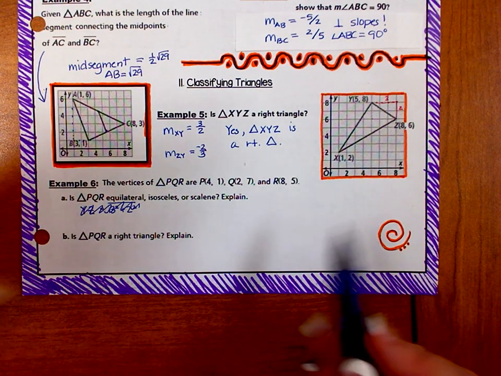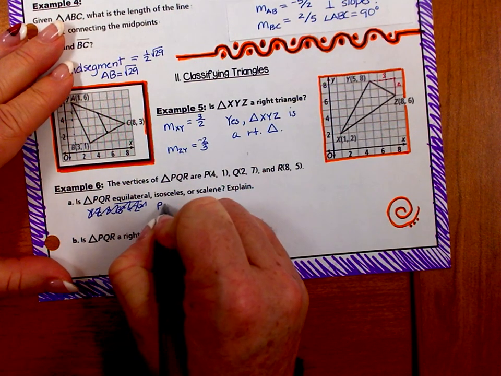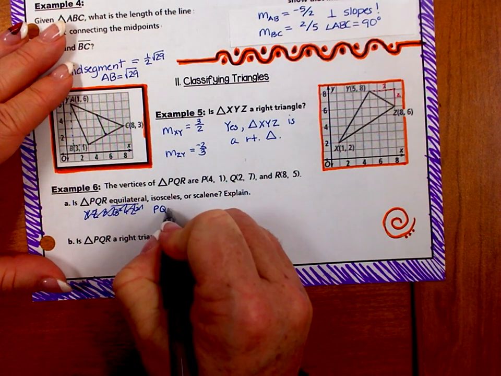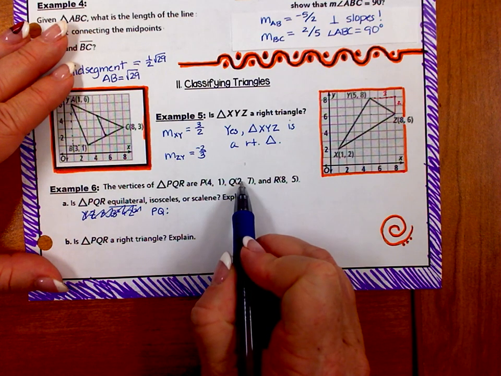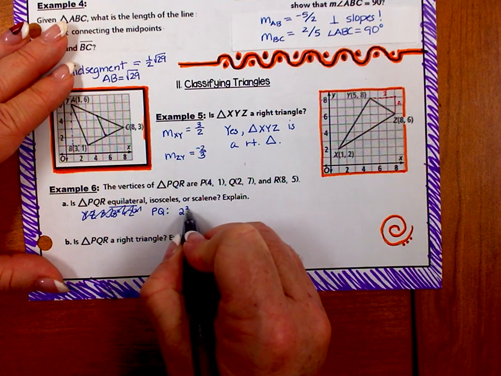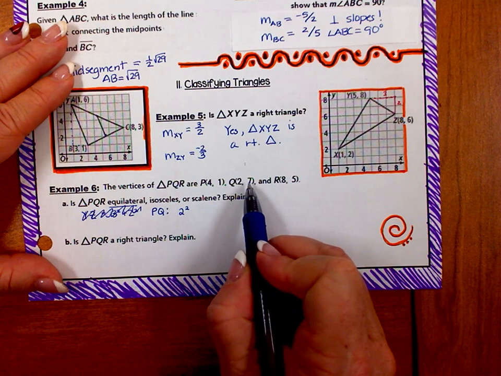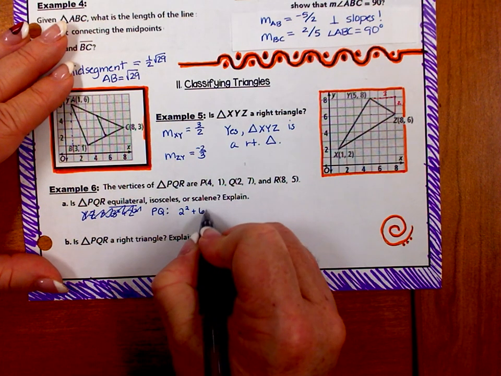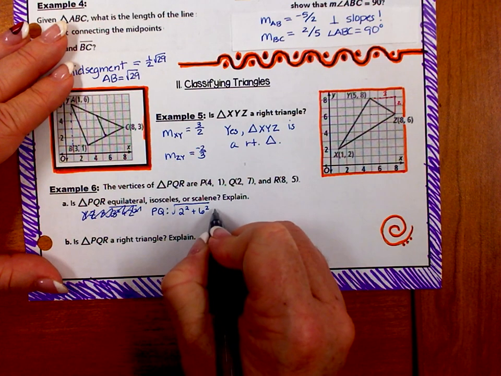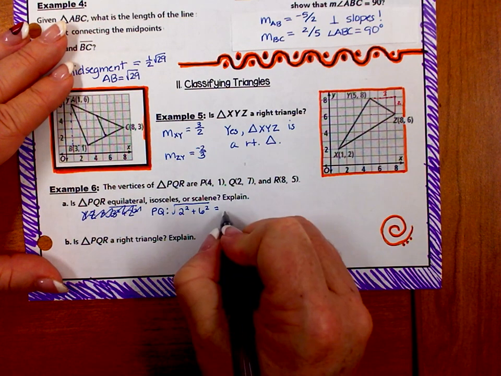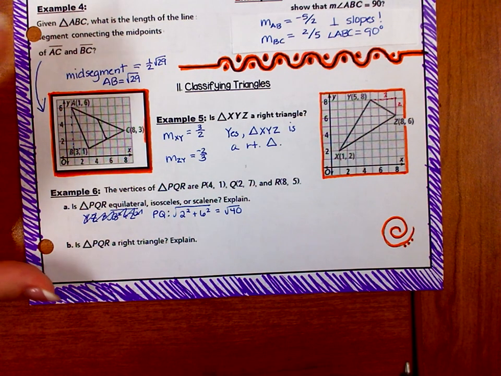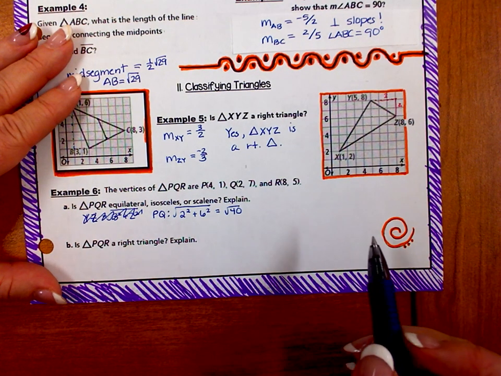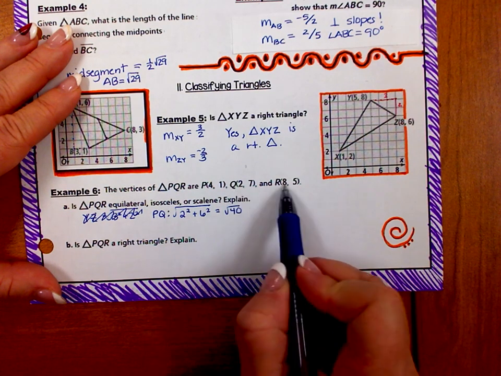Okay, so let's start with PQ. From 4 to 2, that's a difference of 2, so we'll say 2 squared. And then from 1 to 7, we're going to go 6, so that's plus 6 squared. And we'll take the square root of that, which is going to give us the square root of 40. And we don't have to reduce that because we just want to know if the sides are the same or not.